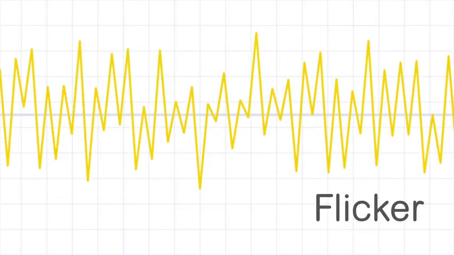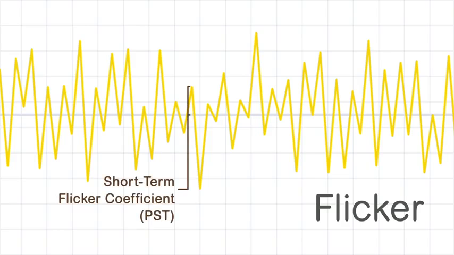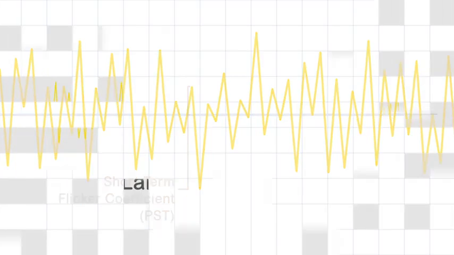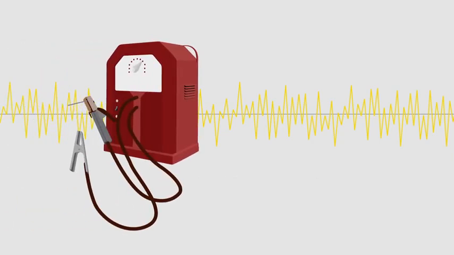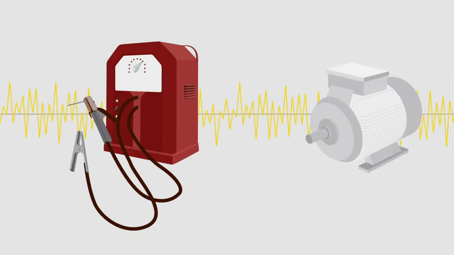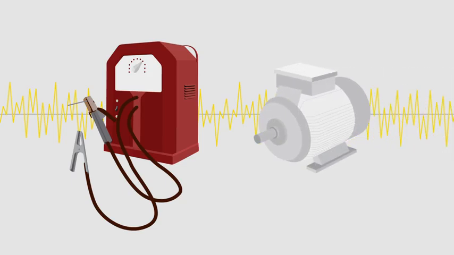Flicker level is discovered by using the short-term flicker coefficient, or PST. Flicker is caused by a series of voltage fluctuations and depends on both the magnitude of the fluctuation and the frequency of the fluctuation. Flicker is normally caused by large inductive loads. When a welder strikes an arc or an inductive load starts, they demand large amounts of inductive reactive power. That makes the voltage sag repeatedly, within milliseconds or seconds.